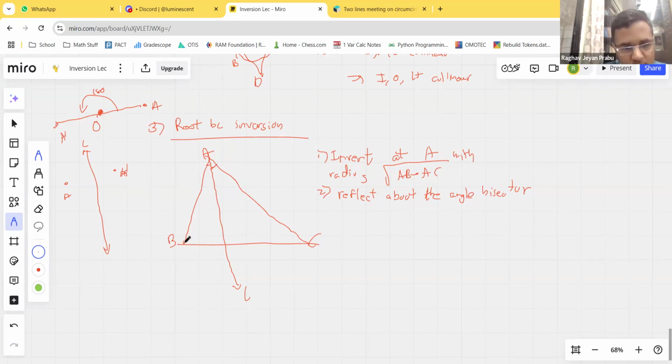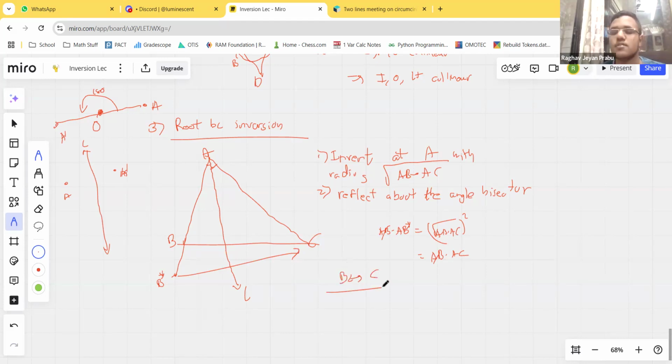So B will first go to a point, say B star, such that AB times AB star equals root of AB times AC whole square. By definition, this is just AB times AC, and then AB gets cancelled. AB star is just equal to AC. And then when it's reflected about the angle bisector, B star just goes to C. So essentially, B and C swap with each other. Do you all understand this?